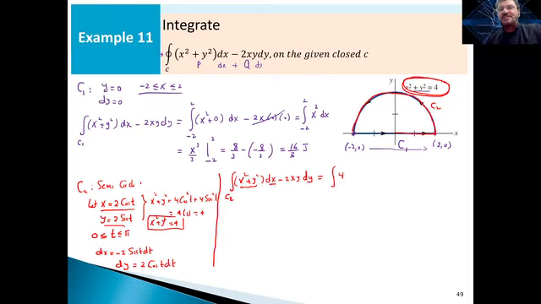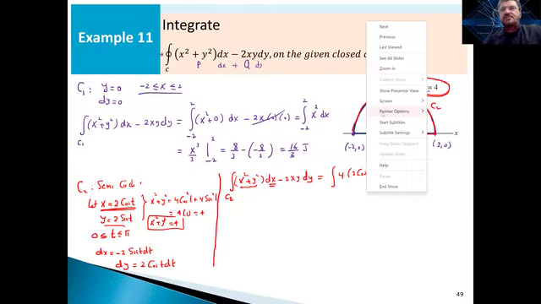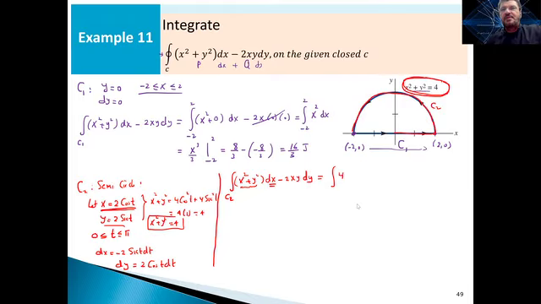Then dx. What's x, by the way? x is 2 cosine t, so times 2 cosine t. My apology, I need dx, not x. Probably I'm getting tired. Okay, here it is. dx is minus 2 sine t dt.